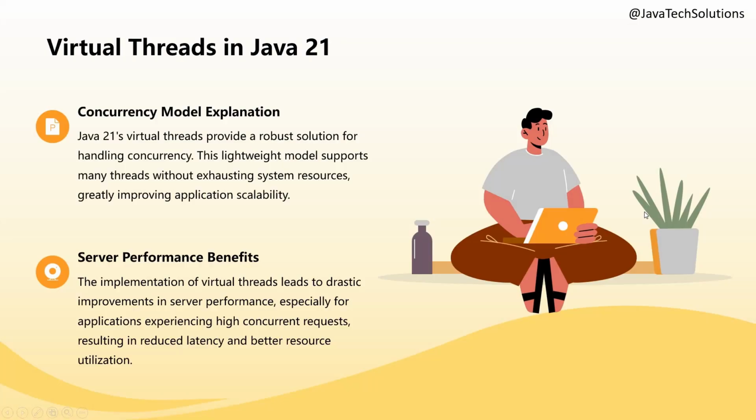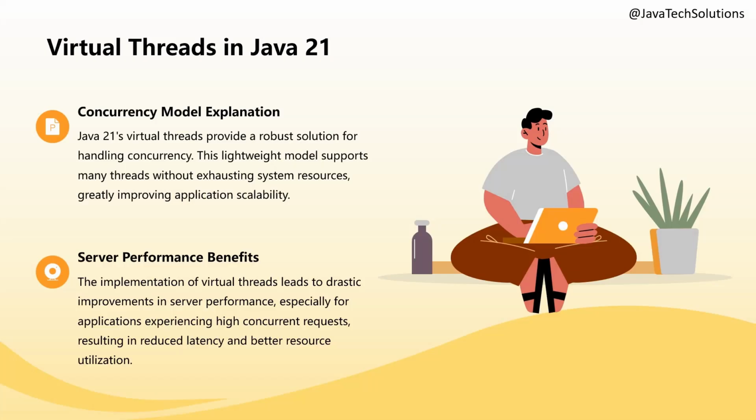Now, if we go through the details, like virtual threads in Java 21, that is the new feature coming with Java 21, right? The concurrency model: Java 21 virtual threads provide a robust solution for handling concurrency. This is a lightweight model that supports many threads without exhausting system resources. It greatly improves the performance of any application, right?